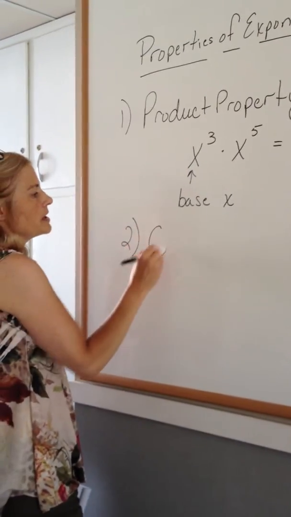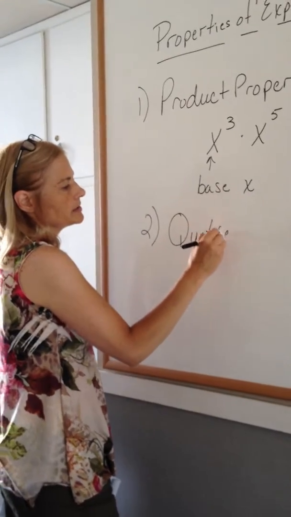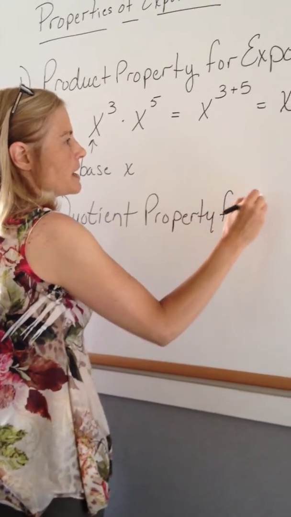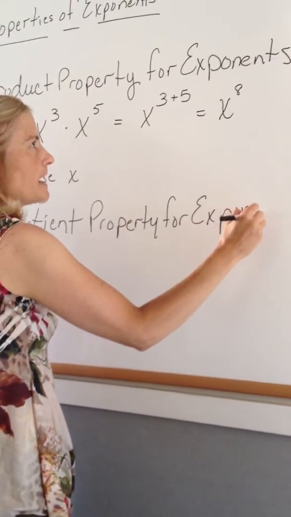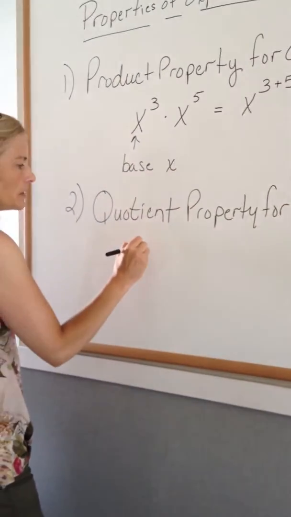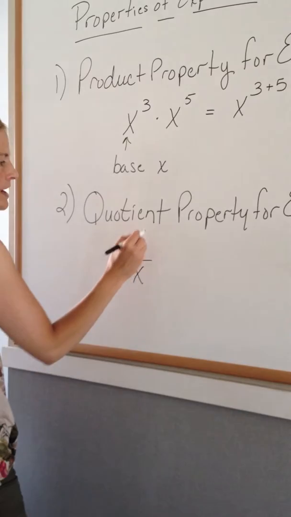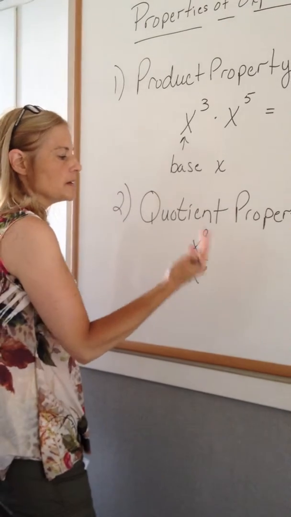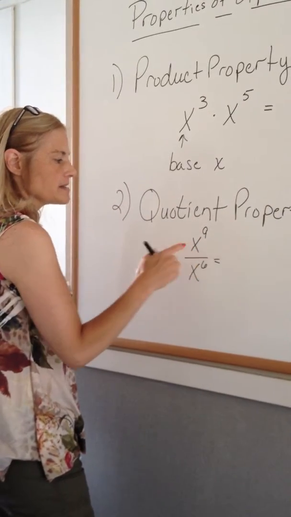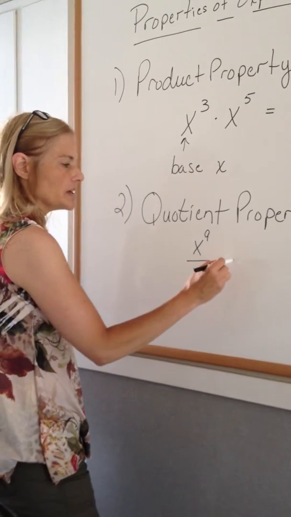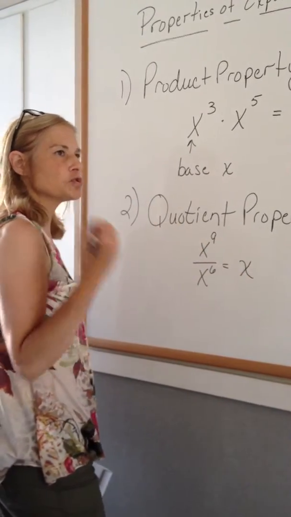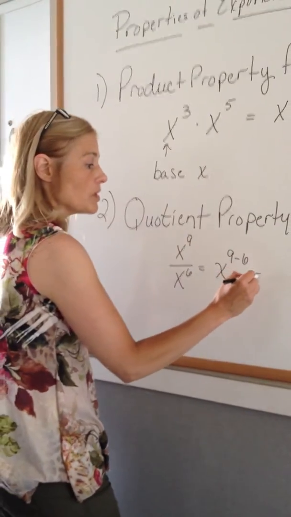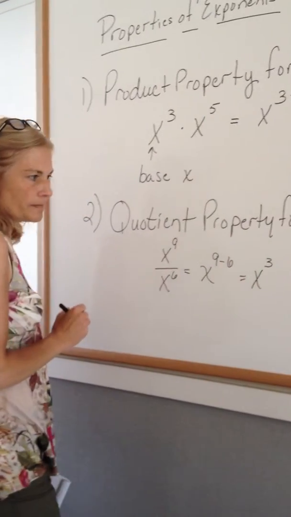The second property we're going to look at is the quotient property for exponents. And this is saying when you divide two x's raised to a power, so you have x to the 9th divided by x to the 6th, it's the same base, which is your x, you leave the x alone, and now you subtract the exponents. So it's 9 minus 6, or x raised to the 3rd power.